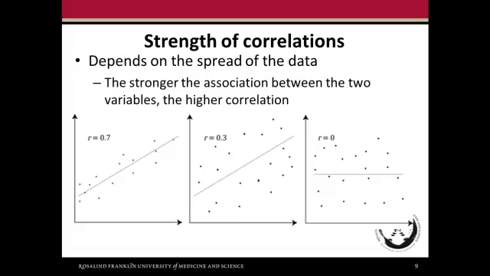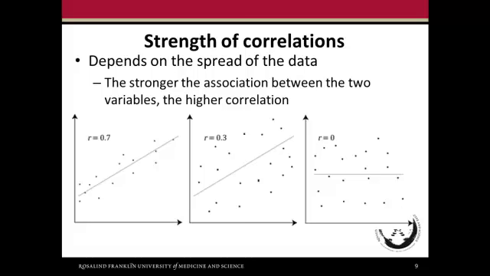In the center panel, it has a value of 0.3, so the slope here is the same, but there's more scatter in the points, so that association is not as strong. So we're going to have a little bit of a weaker correlation, and then on the right-hand side, there's no relationship at all. As we increase our values of X, there's no influence on Y. It's not trending as an increase or as a decrease, so that has a correlation of 0.